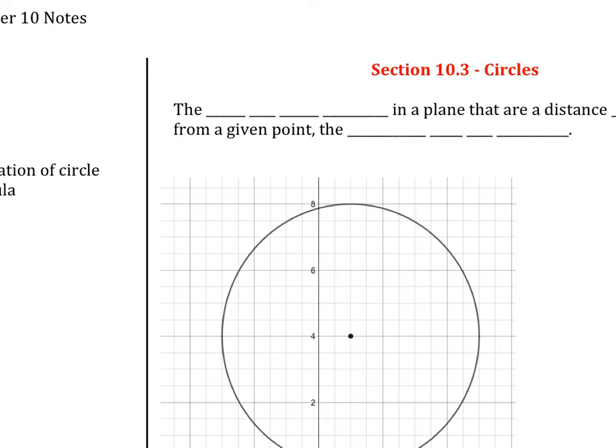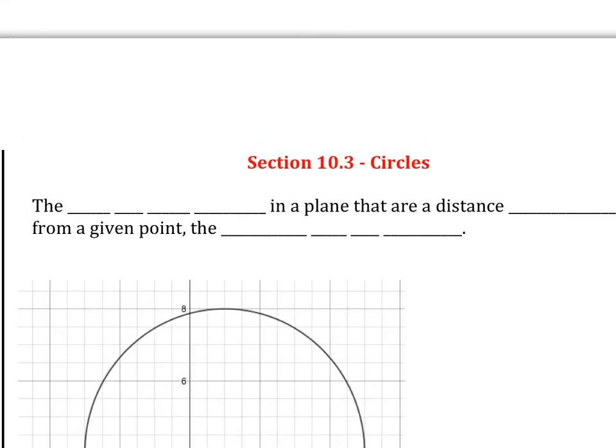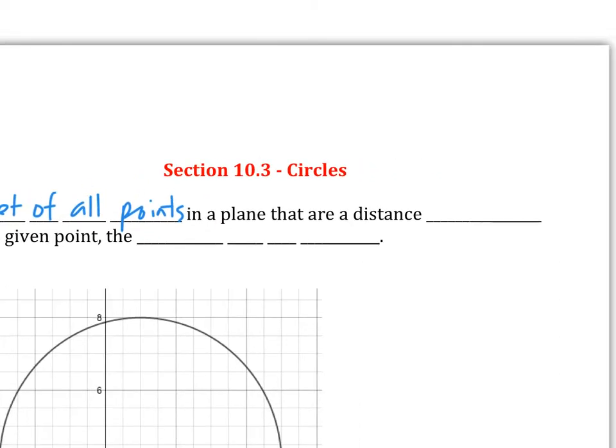This section we're talking about circles. Circles are actually the easiest of all four conic sections. So the way we define circles is the set of all points in a plane that are a distance r, and r means radius, from a given point, which is the center of the circle.